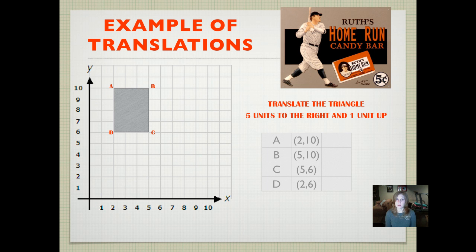So its coordinates are 5, 6. Point D in that rectangle is across 2 from the point of origin, and then up 6.